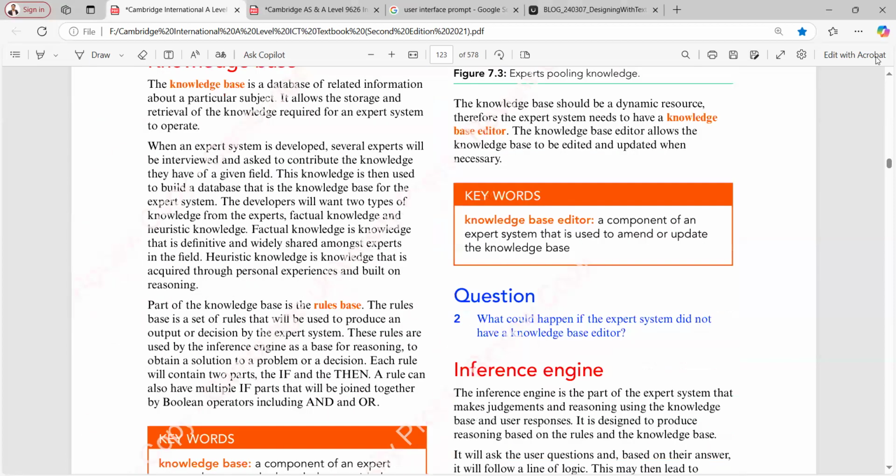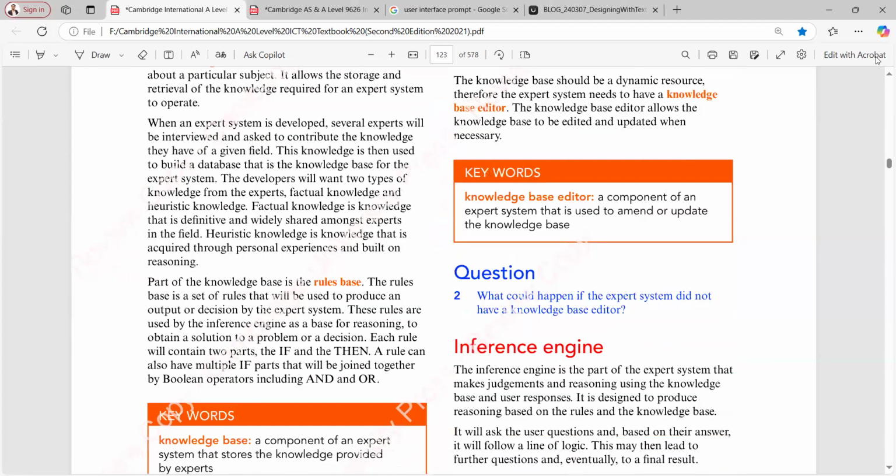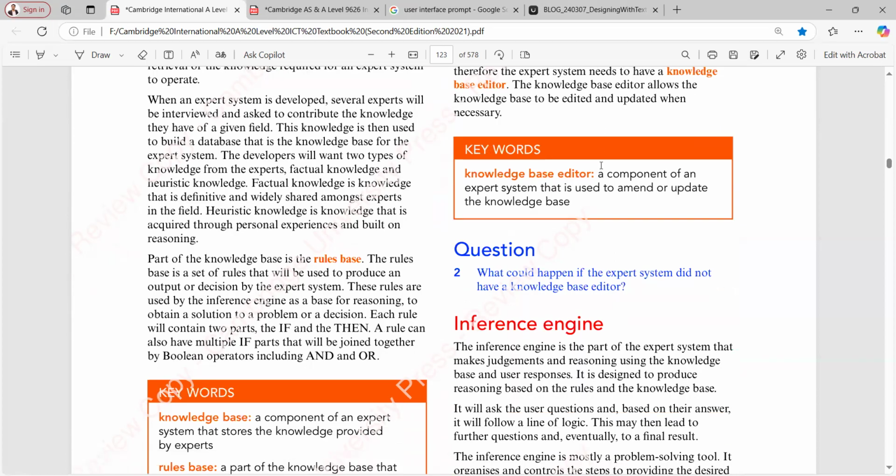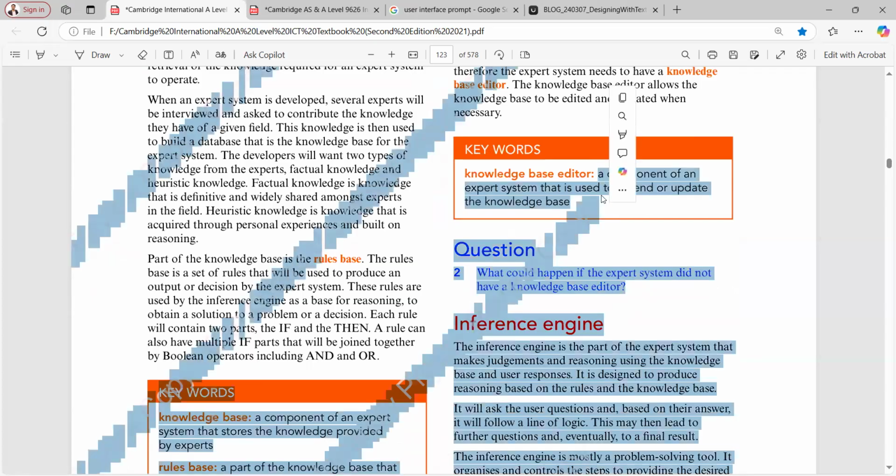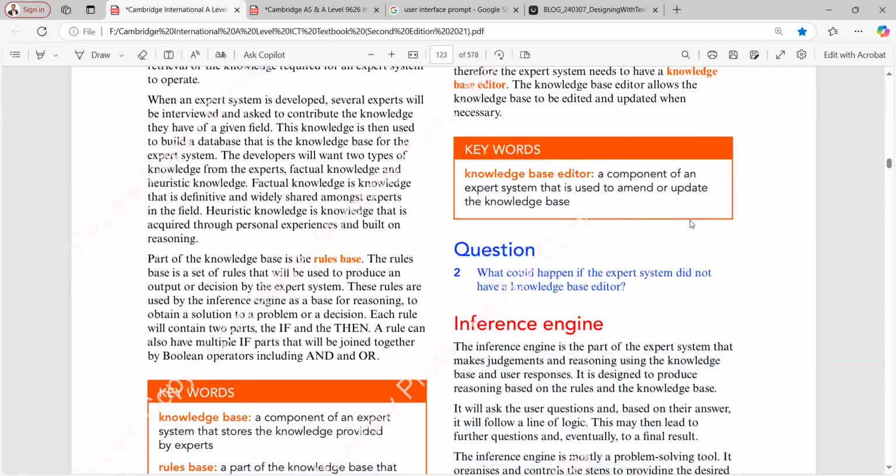The knowledge base should be a dynamic resource. Therefore, the expert system needs to have a knowledge base editor. The knowledge base editor allows the knowledge base to be edited and updated when necessary. So a knowledge base editor is a component of an expert system that is used to amend or update the knowledge base. What could happen if the expert system did not have a knowledge base editor?